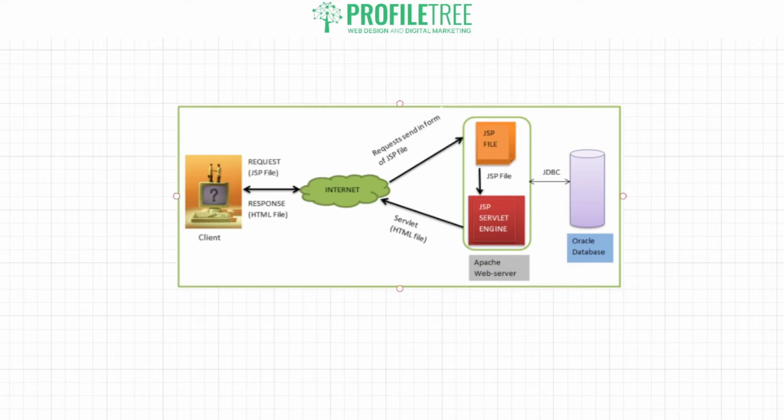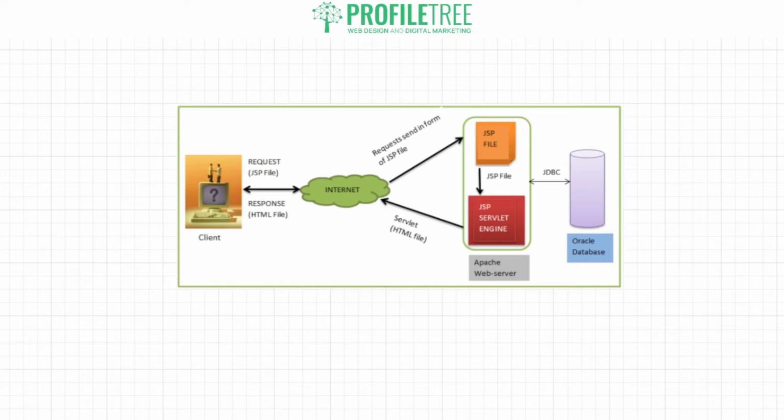Now, this is pretty much the process of how it works. You've got your client, which corresponds to the internet, goes to the JSP file, goes into the database, and then that'll come back. So you can see how it sort of rolls: JSP file, then it'll go into the JSP servlet engine, and then you've got your Apache web server, servlet HTML file, and then that is the response to the client, which is an HTML file. So it'll pull out whatever they need to go to.